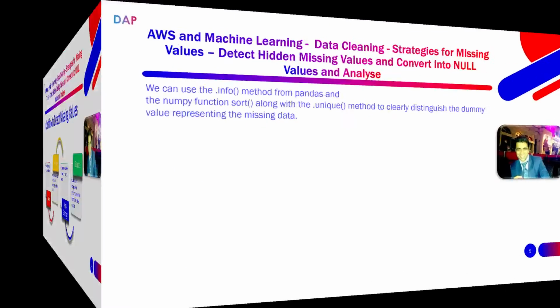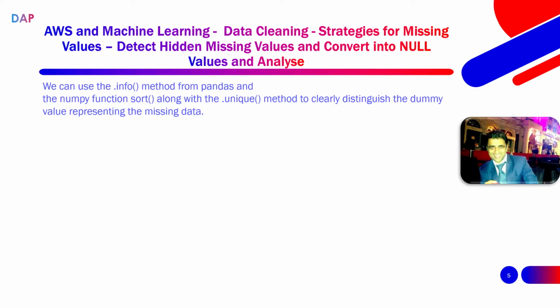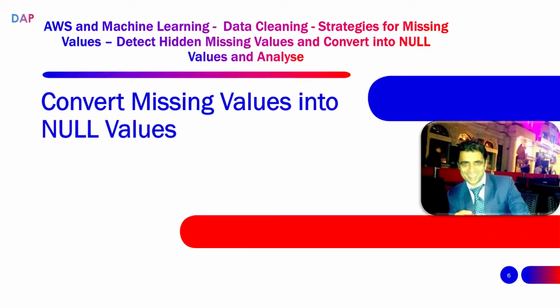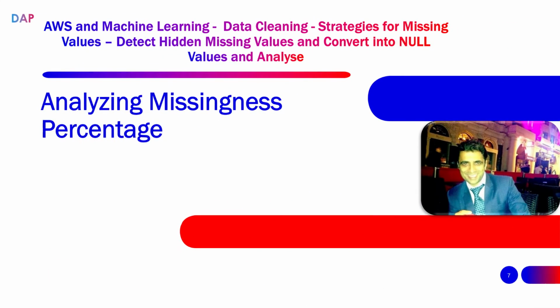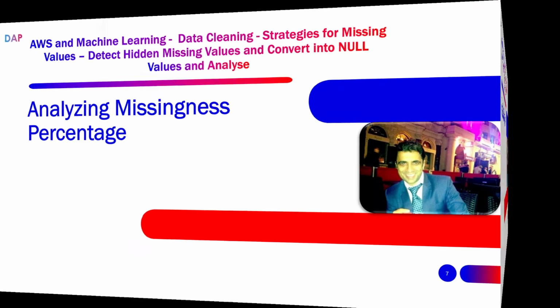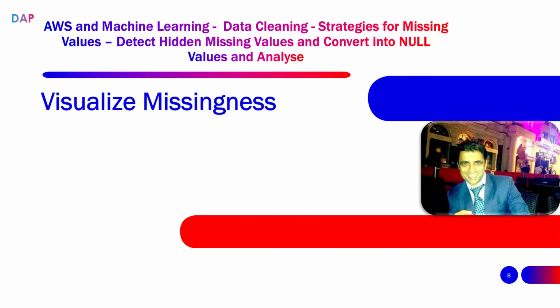So let's move on. We can use the info method from pandas. We'll use a sort function and the unique method to clearly distinguish the values representing the missing value. I will show you all that, so stay tuned. We will be converting missing values into null values, whether it's missing values or hidden missing values, it remains the same. I'll also show you analyzing the missingness percentage, and we will visualize missingness.